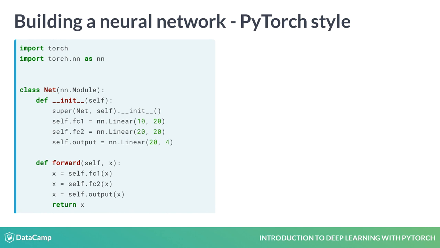Fortunately, PyTorch has a better way of doing it, which is object-oriented. We define a class, let's call it Net, which inherits from nn.Module. Notice that we are importing torch.nn. In the init method, we define our parameters, the tensors of weights. For fully connected layers, they are called nn.Linear. The first parameter is the number of units of the current layer, while the second parameter is the number of units in the next layer.